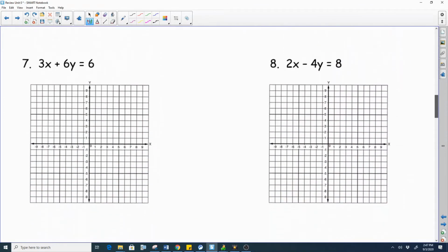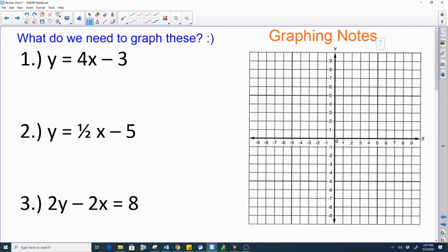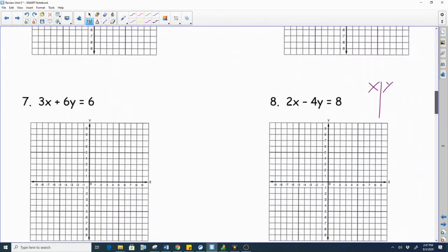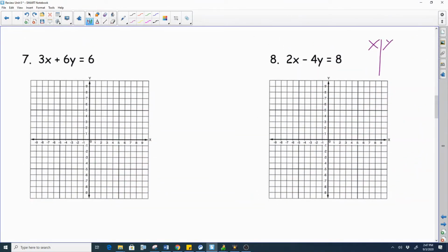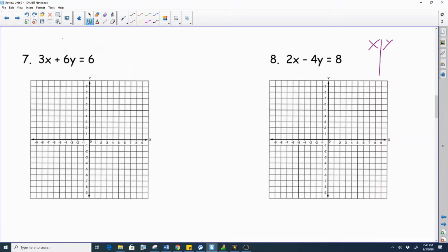Okay, awesome. So standard form, remember, you're going to do an XY table. We're going to do an XY table, and I'm just going to make sure that this works right. Now we're going to choose 0 for x and 0 for y, and then solve for the other corresponding letter to get the x-axis and the y-axis.